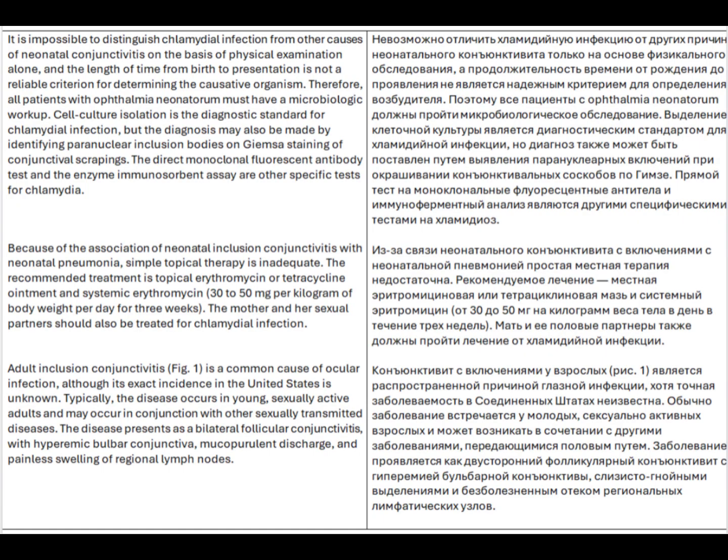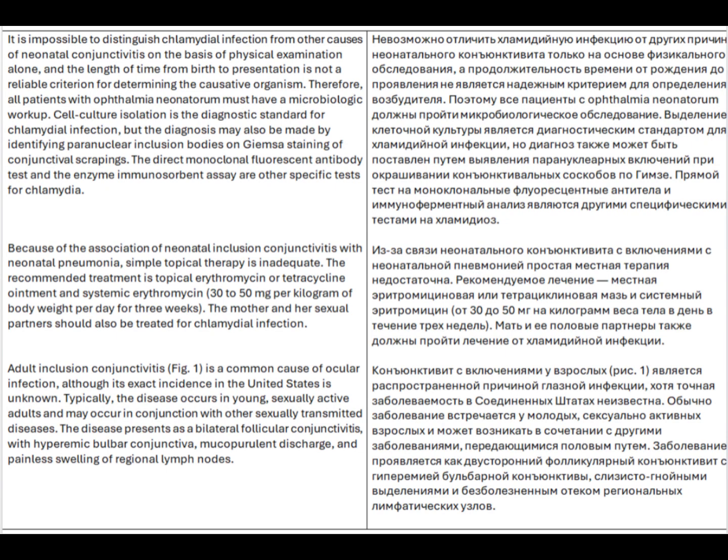Because of the association of neonatal inclusion conjunctivitis with neonatal pneumonia, simple topical therapy is inadequate. The recommended treatment is topical erythromycin or tetracycline ointment and systemic erythromycin, 30 to 50 mg per kilogram of body weight per day for 3 weeks. The mother and her sexual partners should also be treated for chlamydial infection.